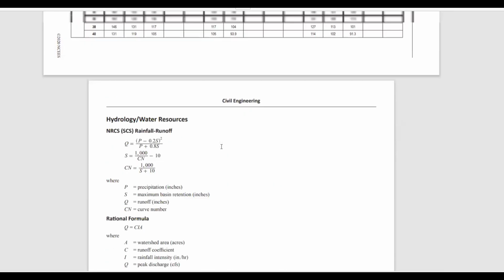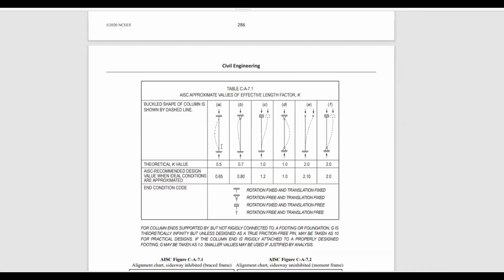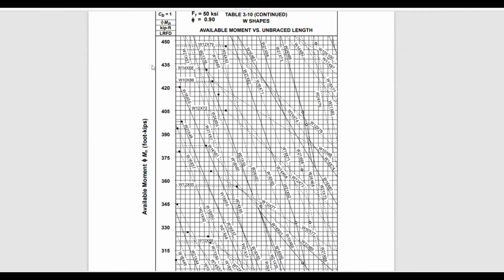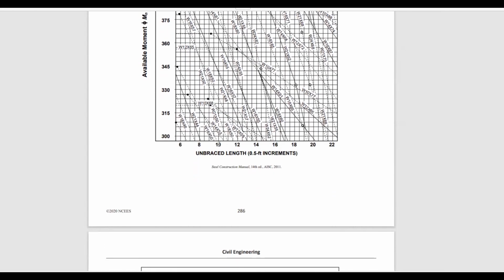The table is somewhere here. There you go, we're getting closer. Available moment on braced length. In this table, you have to be careful that it has to have Cb equals 1, which in our problem we are told to assume, and Fy equals 50 ksi, which in the problem we are also given. So the value for phi Mn, design moment, we have at 405. And we also know that the unbraced length is 10.